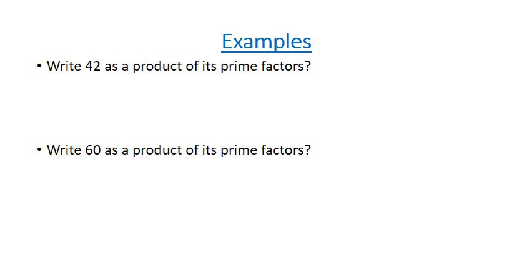The first one says write 42 as a product of its prime factors. Now remember that our prime numbers are 1, 2, 3, 5, 7, 11, 13. I'll write just those ones because I don't think we'll need any more, but obviously there are some more prime numbers as well. So if we want to write 42 as a product of its prime factors using a factor tree, the first thing we want to do is write the number 42, and we're going to start dividing by prime numbers. We won't divide by 1 because 1's a special number, so the first prime number that we want to try and divide by is 2.